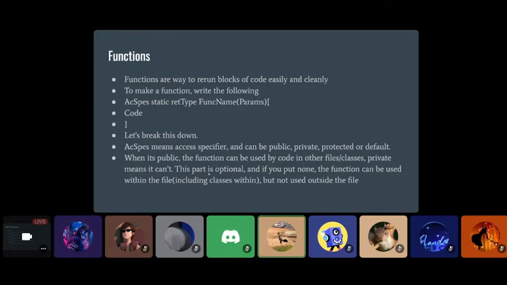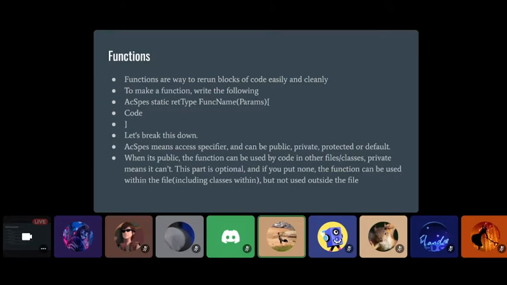Yeah. So functions are a way to rerun blocks of code easily and cleanly. To make a function, you have to have the access specifier, an optional static, the return type, the name of the function, and then inside your parentheses, optional parameters, and then finally your code. So let's break this down.